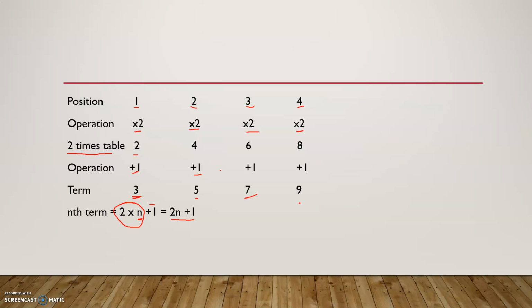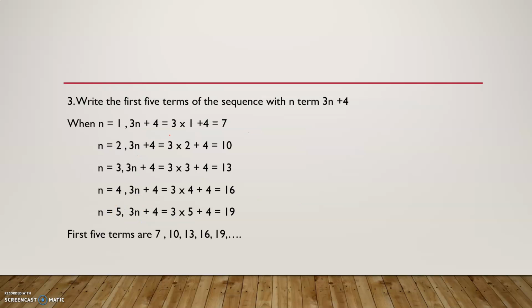Moving on to next example. Example number 3 says write the first 5 terms of the equation with nth term 3n plus 4. So what we have to do is put the value for n, or substitute value for n. So we write when n equals 1. So we work out what the value for this term would be.